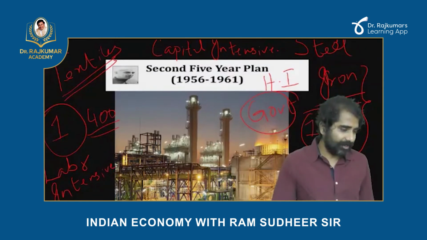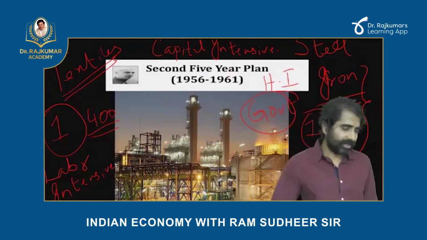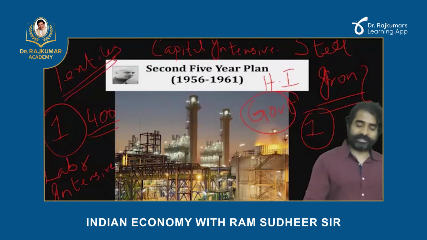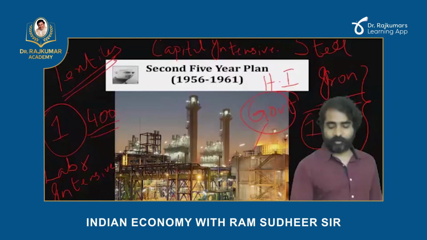Somebody has written 3 main iron and steel industries in the second plan. So don't worry about the facts now. All that content is there. First focus on the keywords. So government basically started focusing on iron and steel industries. And one more important problem there was that government was highly inefficient.